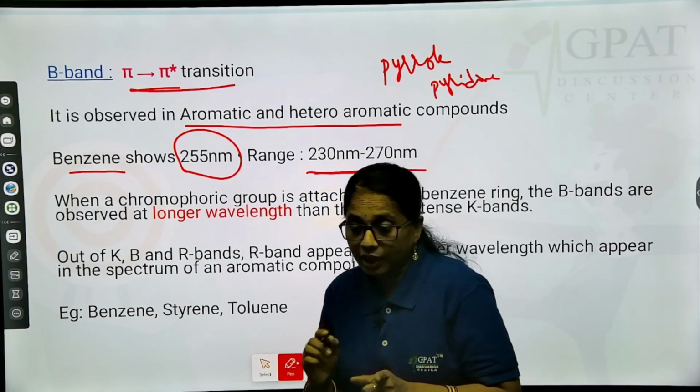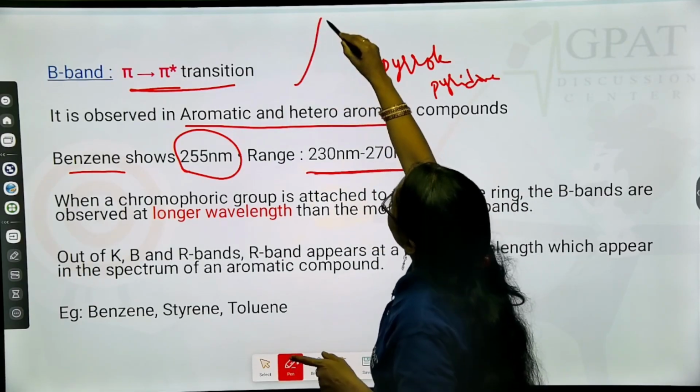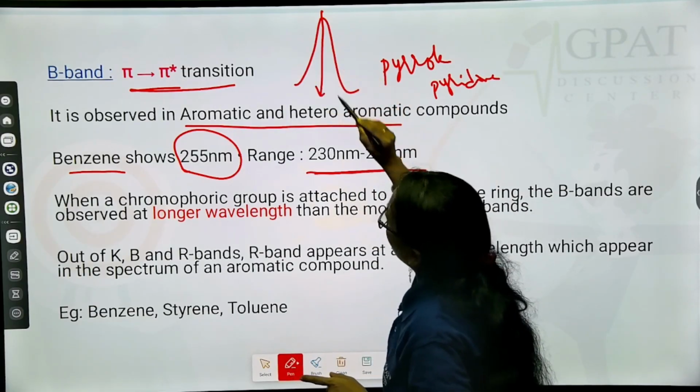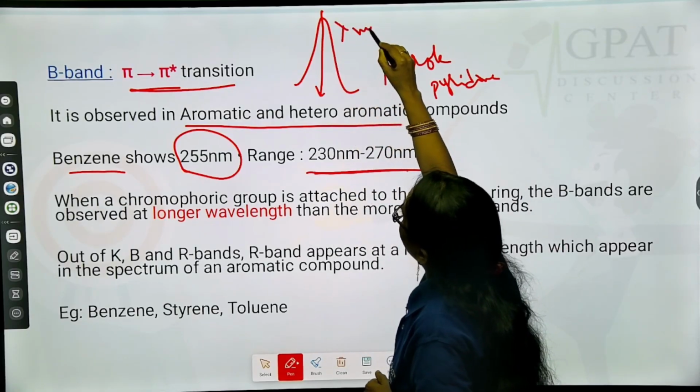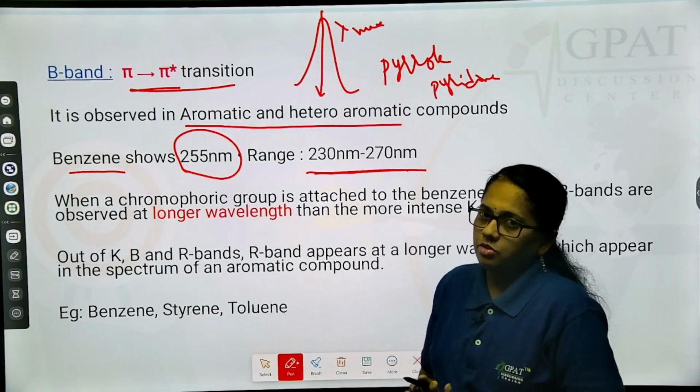Generally a sharp peak we are going to call a peak. Okay, so this is called a peak. So from this you will come to know what is the lambda max, that is the normal general criteria.